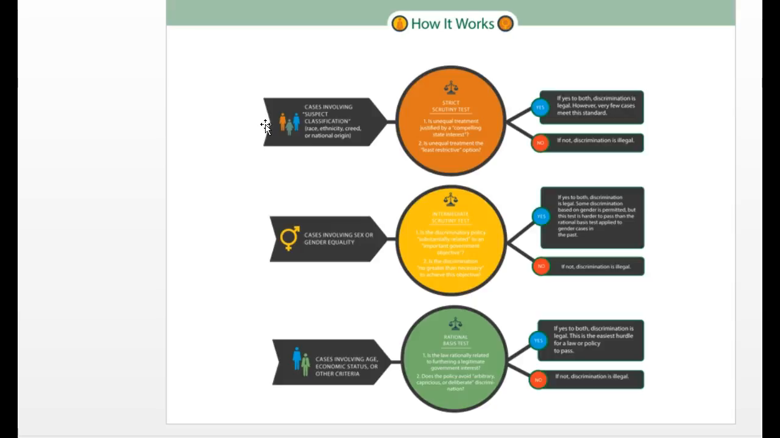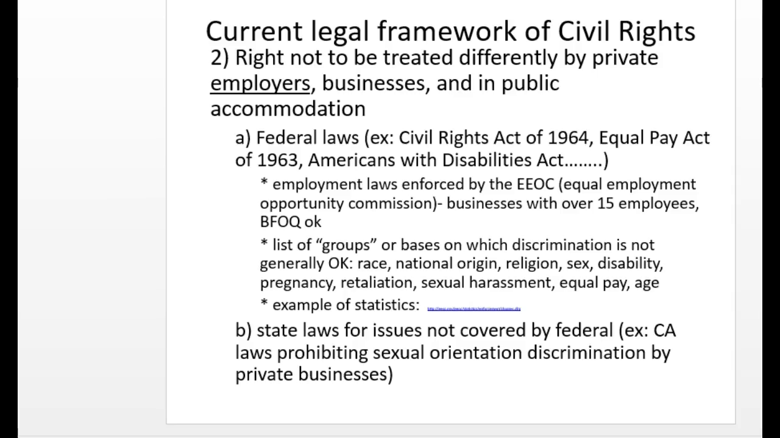So the state of California does not have affirmative action in any of its universities, nor in its government contracting. And so California has a very small footprint, only federal contracting, basically. So that's the legal framework around being treated differently by government. Let's talk now about the right not to be treated differently by private employers, by businesses, in public accommodation, like in restaurants, hotels, and things like that.